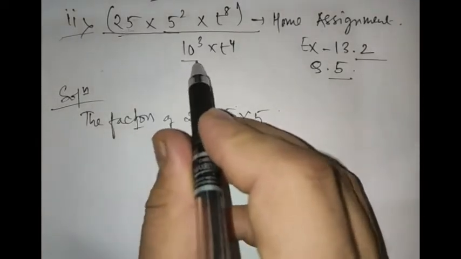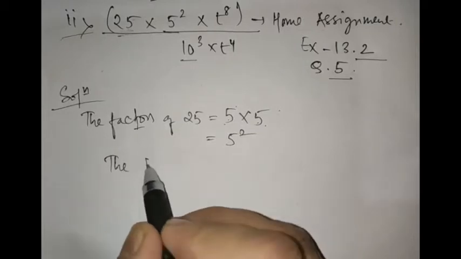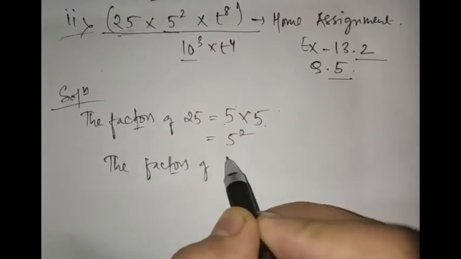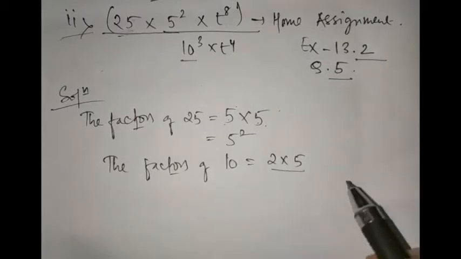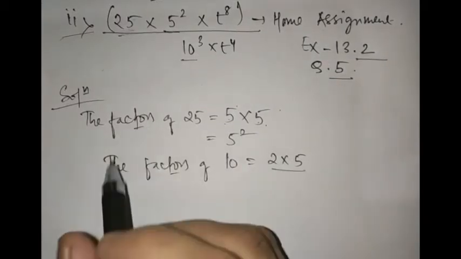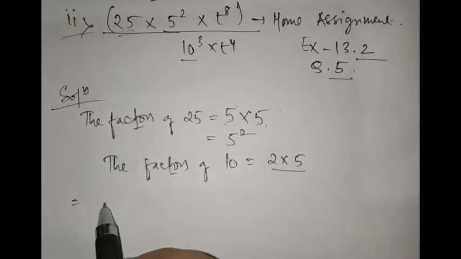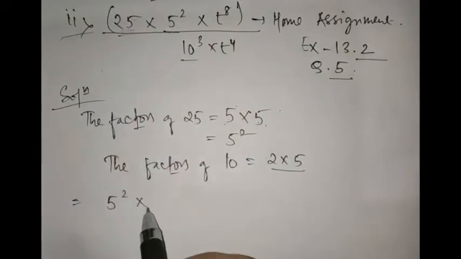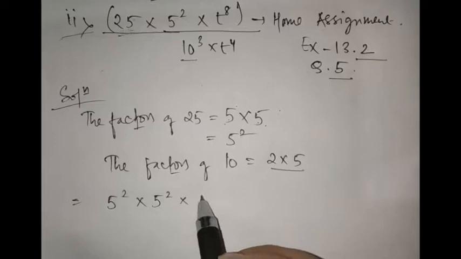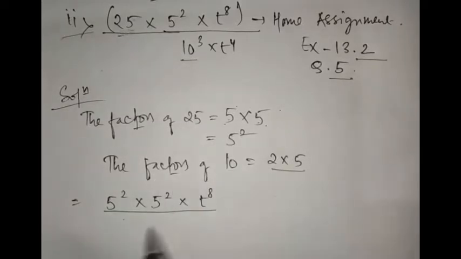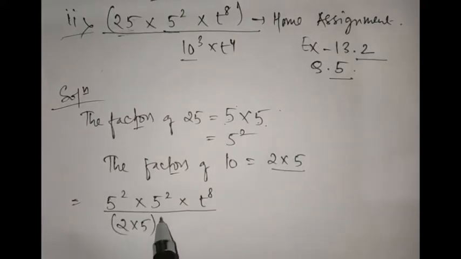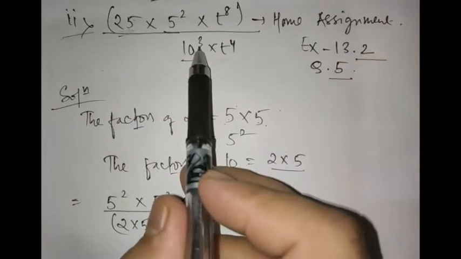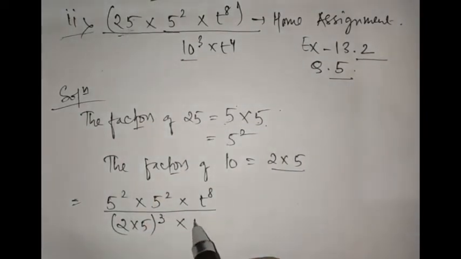Similarly, you can see the factors of 10 you can make out, that is 2 into 5, right? So if you have to write this, how are you going to write? 5 square into 5 square into t to the power 8 divided by 10 cube will be written. First of all you'll write 10 as 2 into 5, then you'll put the bracket, then cube is there, remember, don't forget, into t to the power 4.